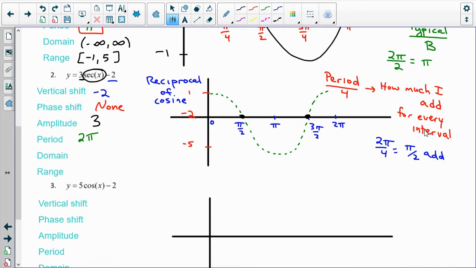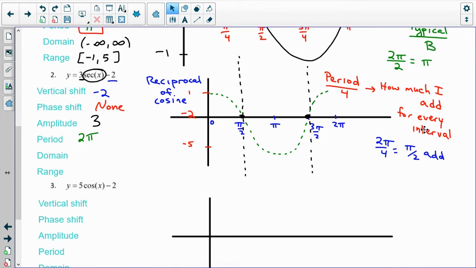So, if it's undefined, we end up putting an asymptote. I'm going to put an asymptote here, just like I did back in first semester when we were doing rational functions, and then last chapter when we were doing logs and exponentials, where we have some asymptotes.